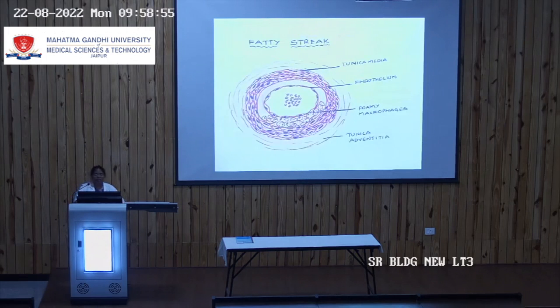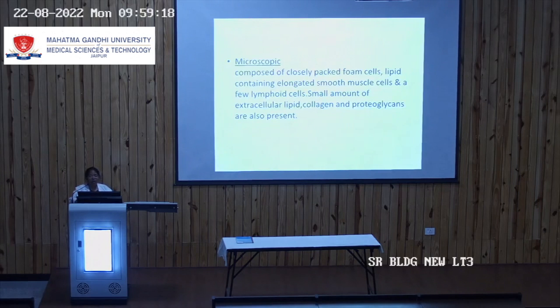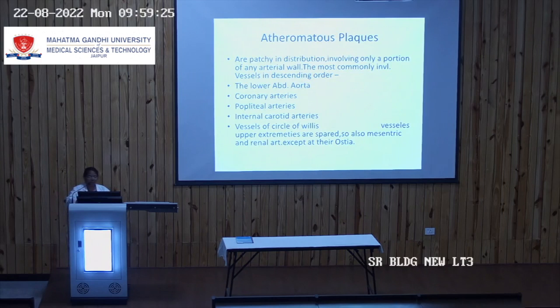Morphology of the fatty streaks: first of all, fatty streaks develop in the vessels, and these are clinically insignificant and may also be present in infants. In this you can see some amount of lipid laden cells just below the intima. They do not encroach on the lumen. The lumen is not compromised in any way. Microscopically, you can see closely packed foam cells and a small amount of lipid, collagen, and proteoglycans may be present.